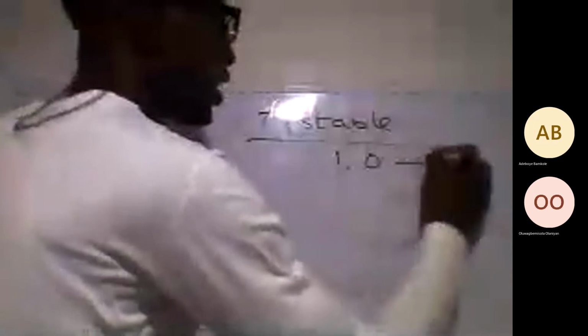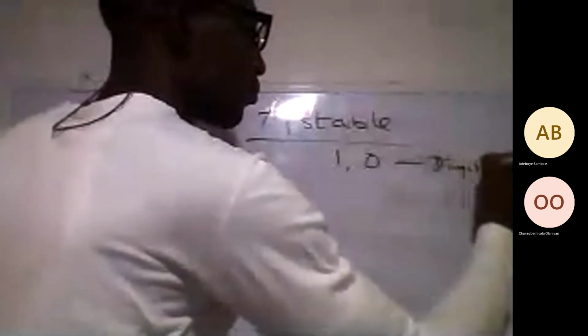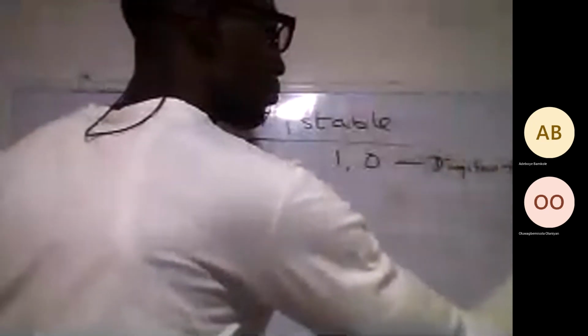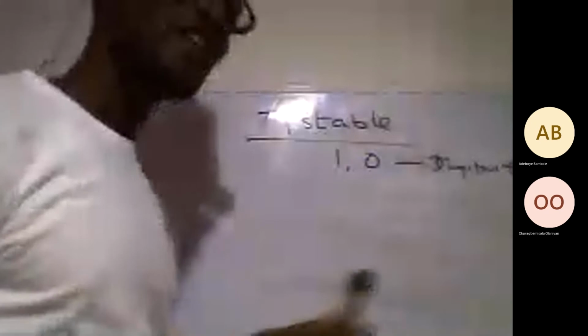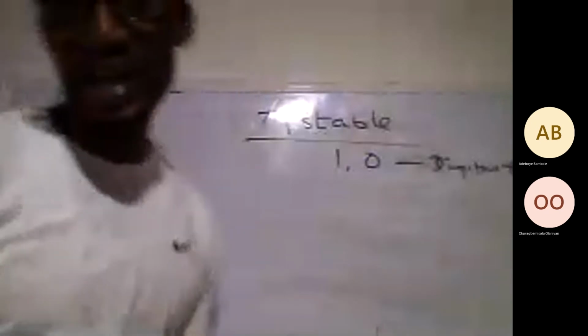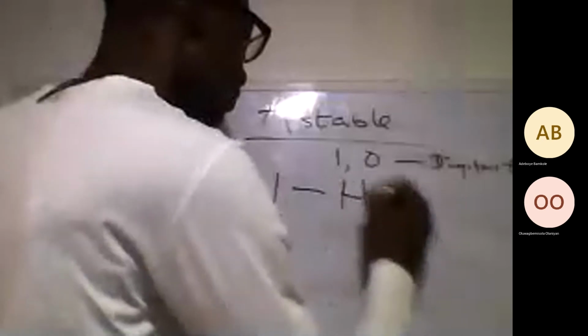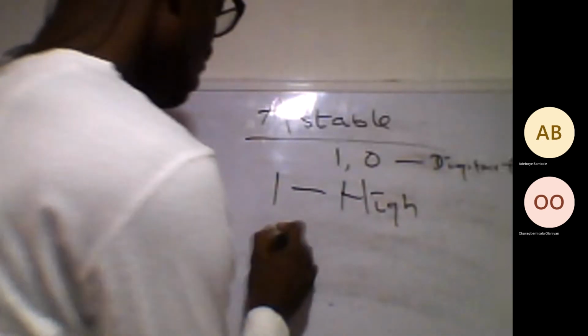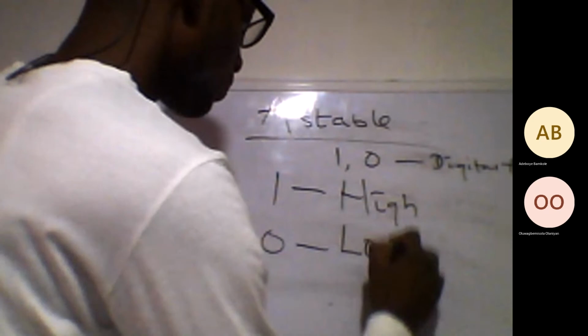Astable just means that it has no stable state. Basically, like I was saying, we have 1s and 0s when we talk about digital electronics. But have you ever seen 1 inside any chip? No. Neither have you seen 0 in any chip. Basically, 1 means high, and 0 means low.